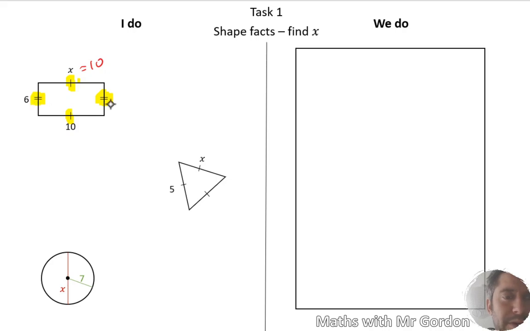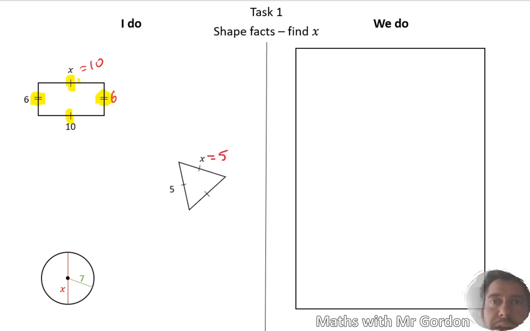Okay, and the same, if we wanted to find out what this side was here, then it would be 6, because the one opposite that one is 6. Okay, next shape. We've got these little lines on it, and that's telling us that each side is of equal length. A triangle with three sides of equal length will also have all the angles of equal size, and this is an equilateral triangle that we have here. So we know that this side is the same length as this side, so x must equal 5.